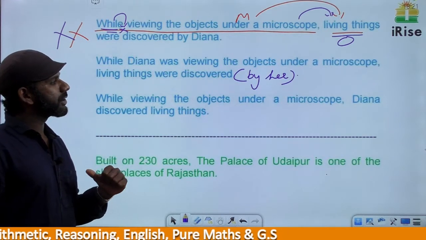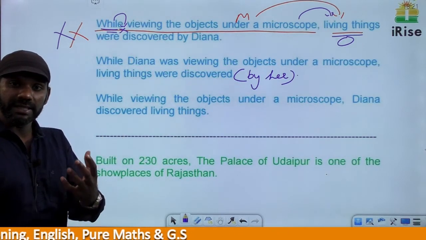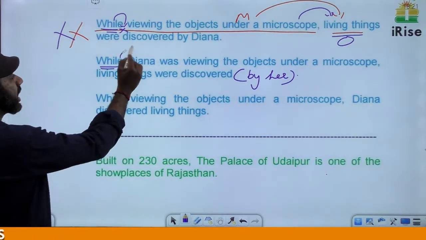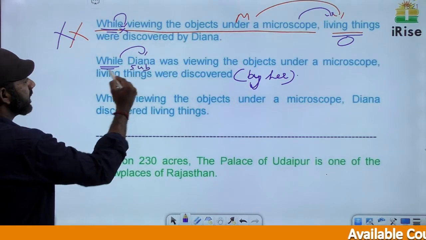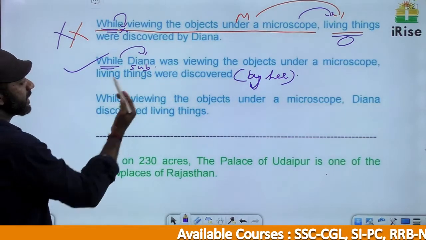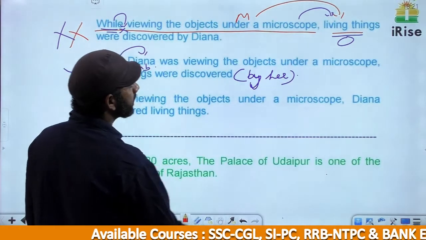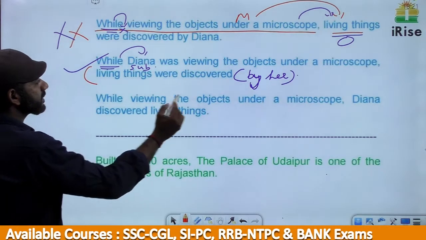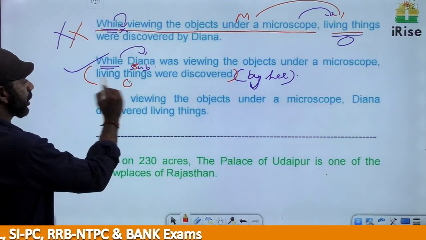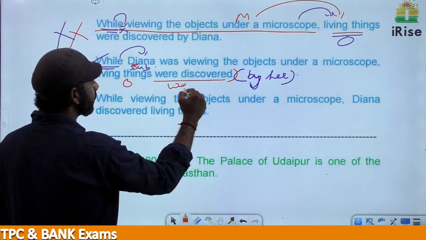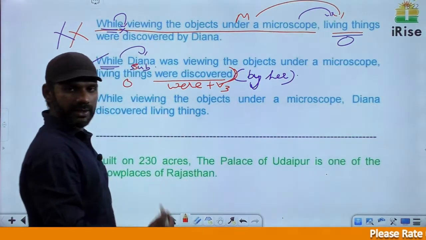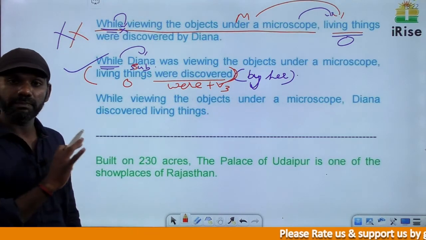While Diana was viewing the objects under microscope means who was viewing? Diana was viewing. While is an adverbial modifier. Immediately after while, we have the subject Diana. Exception with adverbial modifiers. Grammatically correct. Makes sense. Which is the main clause here? The main clause here is living things were discovered. Living things is the object here. Were discovered is verb plus V3, simple past in the passive voice. Her is a subject, understood. Grammatically correct, makes sense, passive voice.